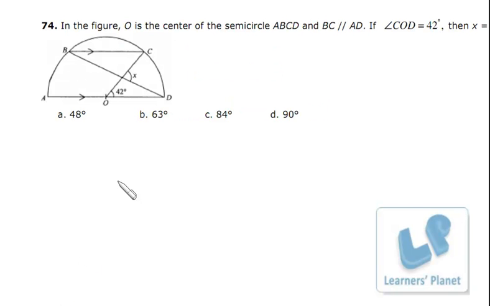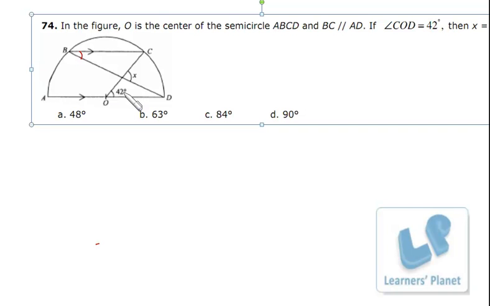Now try this problem. In the figure, O is the center of the semicircle ABCD. O is the center of the circle, okay. Angle COD is 42 degrees, then X is equal to, okay. See here, from this arc, this angle is at the center, and from the same arc, this angle is at the circumference of the circle. So if it is 42, it has to be 21.